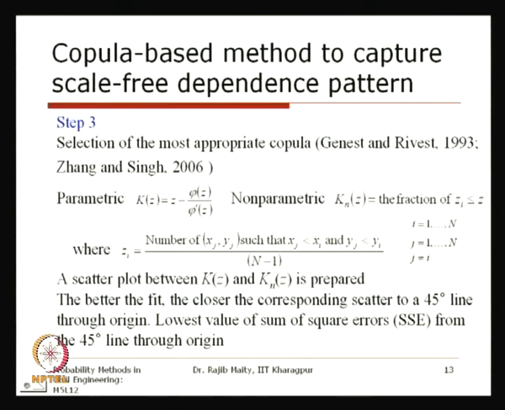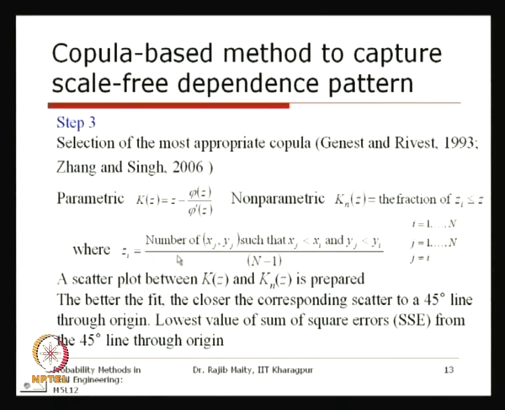Now, in step 3, as I was discussing, is the selection of the most appropriate copula. There are two estimates. One is parametric, that is K(z) equals z minus phi(z) divided by phi prime(z). Now, phi prime is the first derivative of that generator, putting z as the variable. So, this one is the parametric estimate of the cumulative distribution, and the non-parametric one we also have to obtain from the data available to us, that is the fraction of z_i which is less than z. You know that this is basically the cumulative distribution as we get it from data.